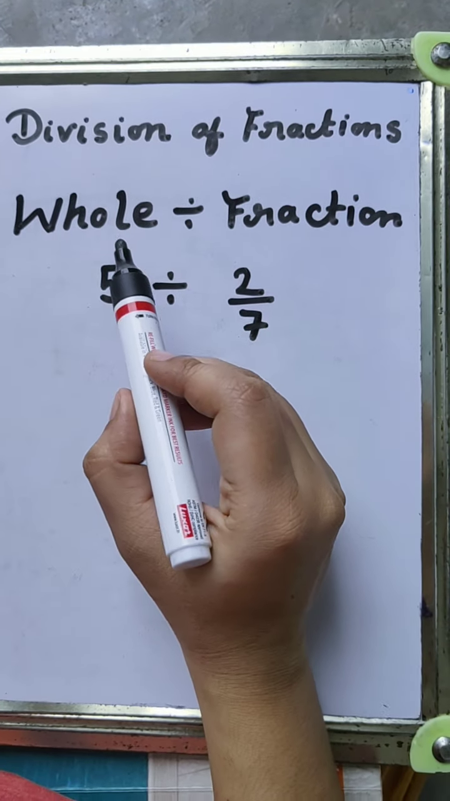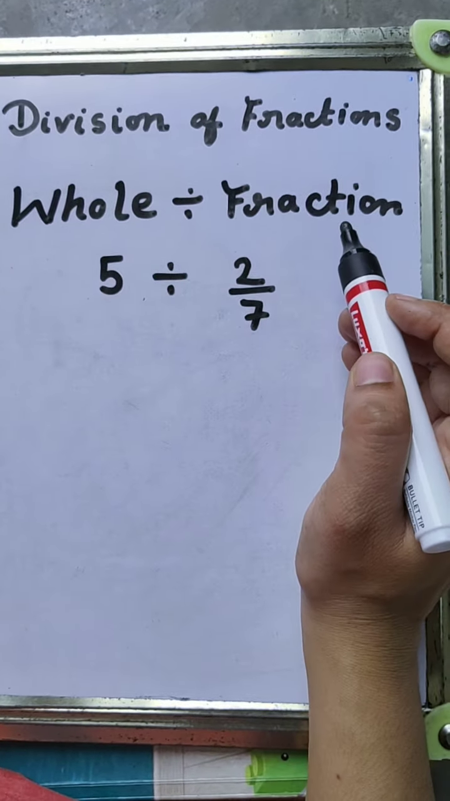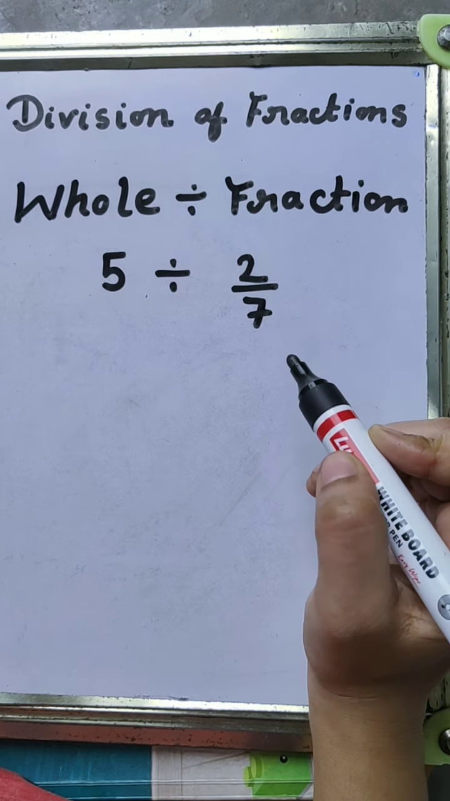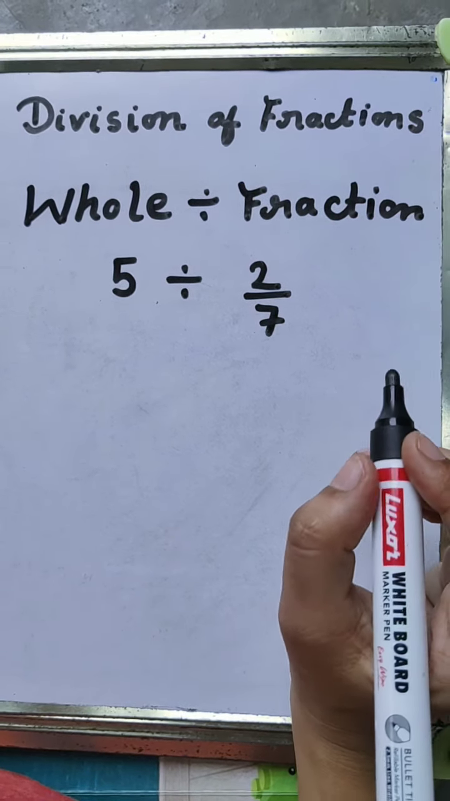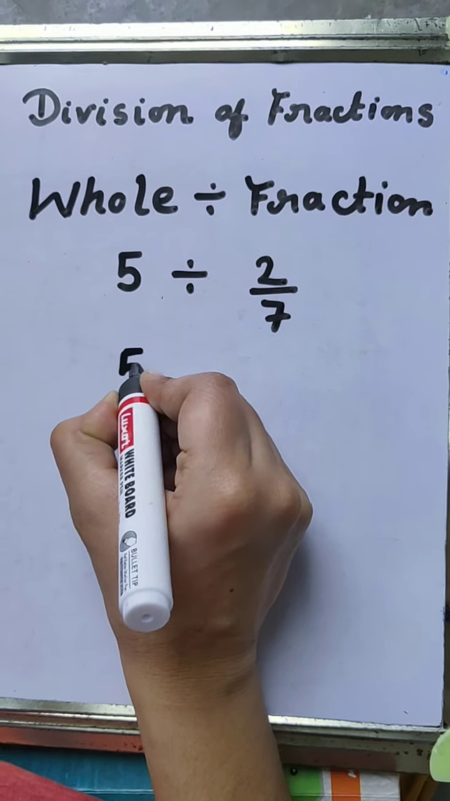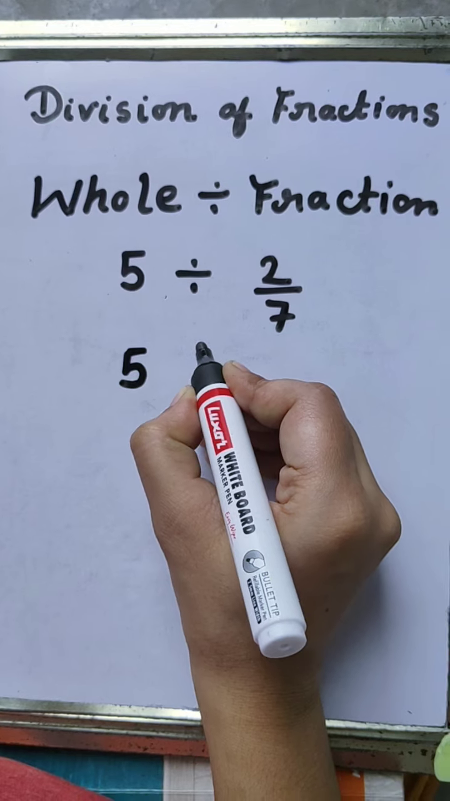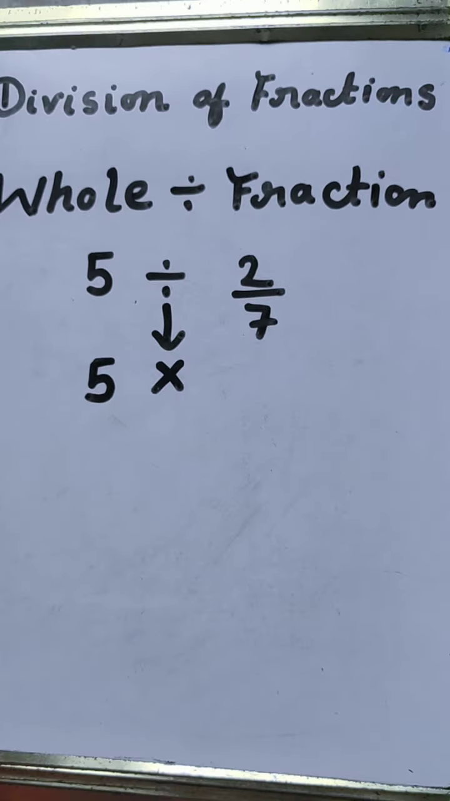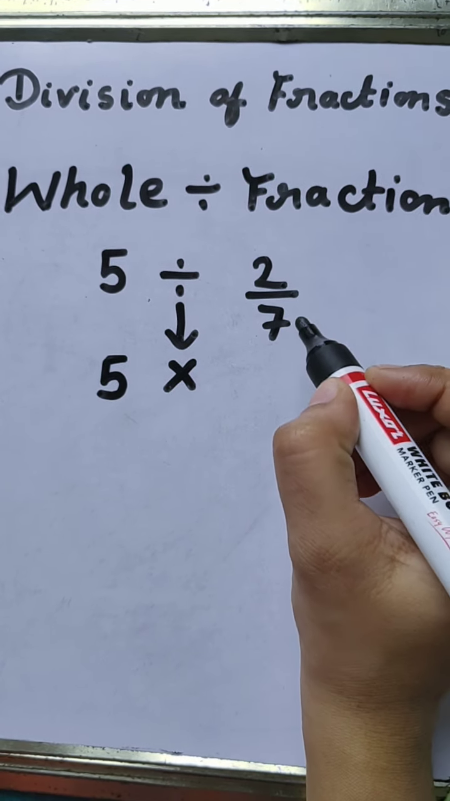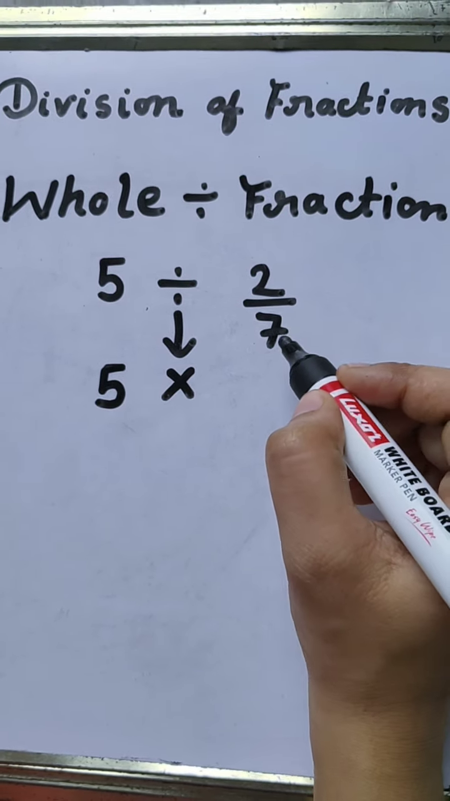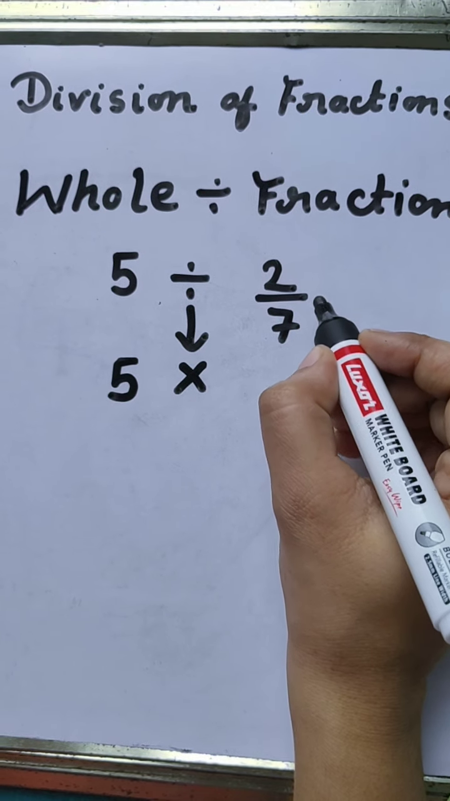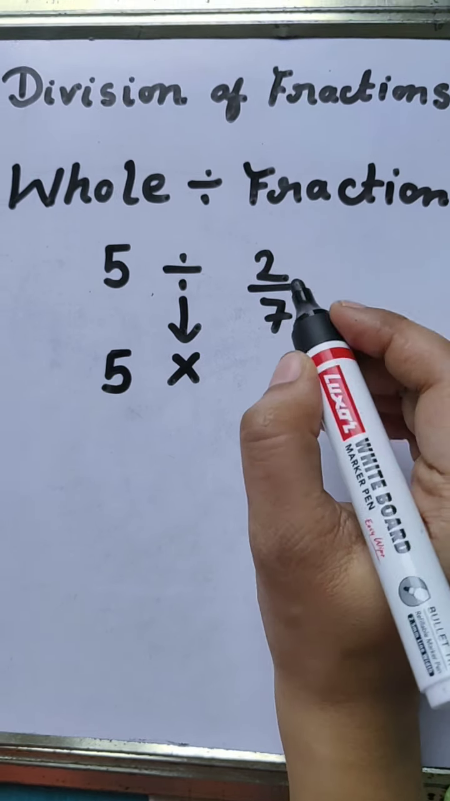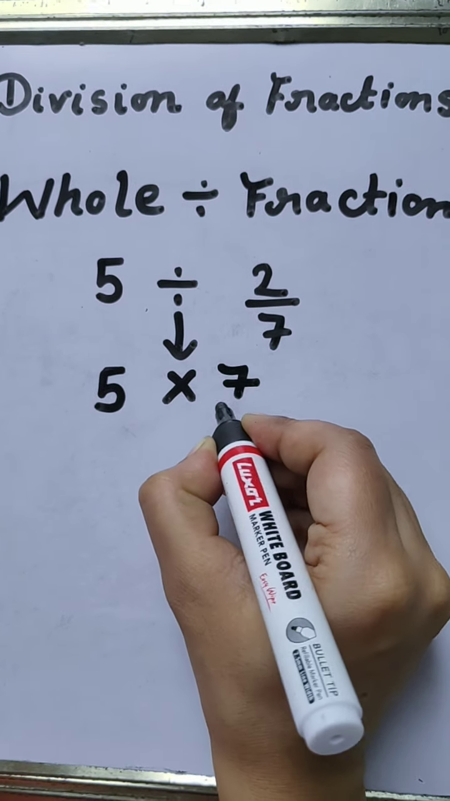Now we will see how to divide a whole number by a fraction. Here I have taken a whole number and a fraction. How to perform the division of it? The procedure will be the same. We will convert this division sign into multiplication sign. This division we will write as multiplication. Then we will write the multiplicative inverse of the given fraction. What will be the multiplicative inverse of 2 by 7? Yes, it will be the reciprocal, that is 7 by 2.